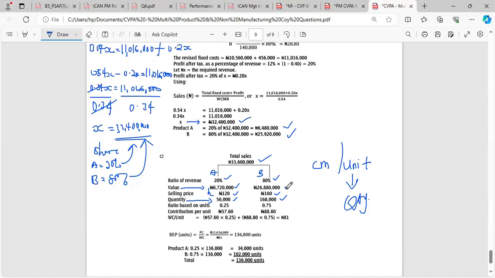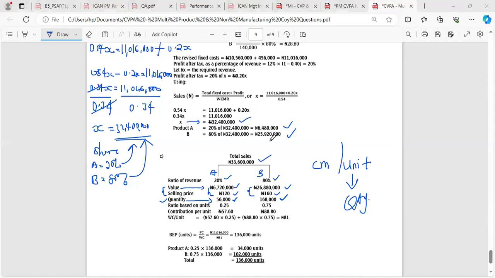You understand? Then the selling prices are 120 and 160. It's in the question. If you divide these two figures, you will get the quantity sold. Total sales that you make divided by sales per unit will give you 56,000 units. The same thing applies to this one. Total sales of 26.8 million divided by 160 will give you 168,000 units sold. Does that make sense?